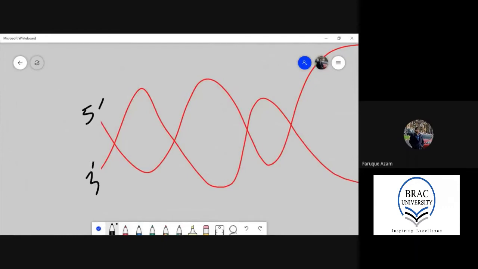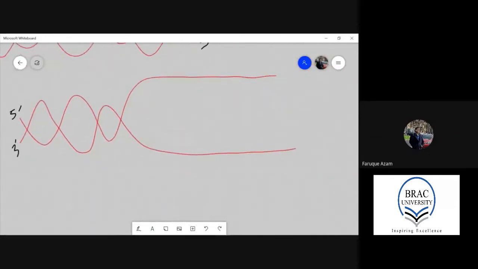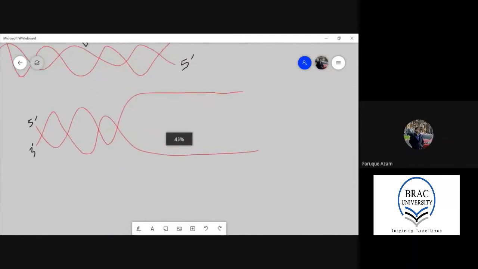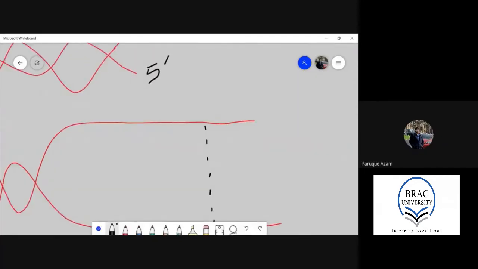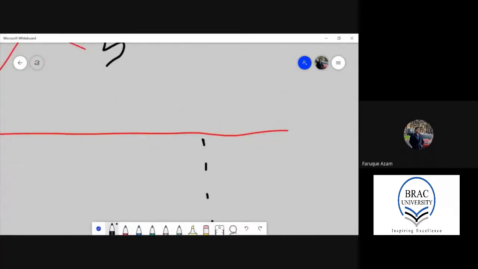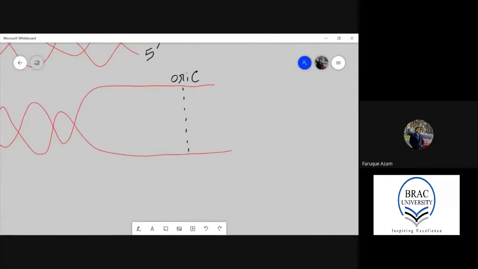This one 5, this one 3. Let's give a line to the replication origin just for your understanding, a hypothetical line. So two replication forks will be started from here, this position of your genome. Also, what will happen on the other side?